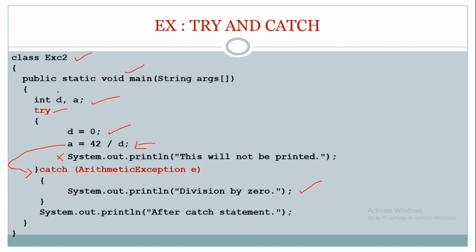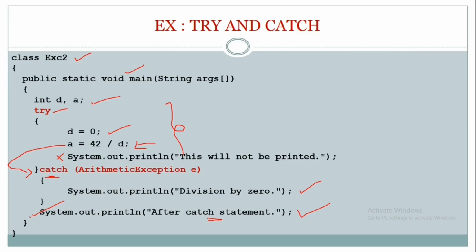I repeat once again: we have a try block, which monitors the piece of code. Here an integer is divided by 0, so this block throws an arithmetic exception, which is caught by the catch clause, and we print division by 0. The rest of the code after the catch statement will be executed. This is how we handle the arithmetic exception using try and catch, so that your program is not terminated and the rest of the code is also executed.